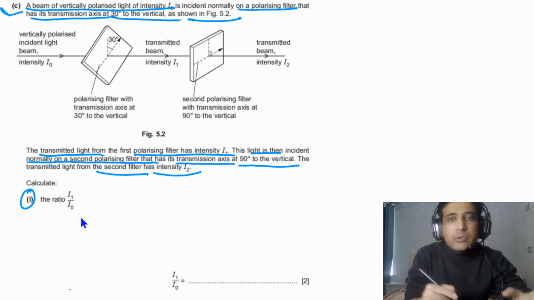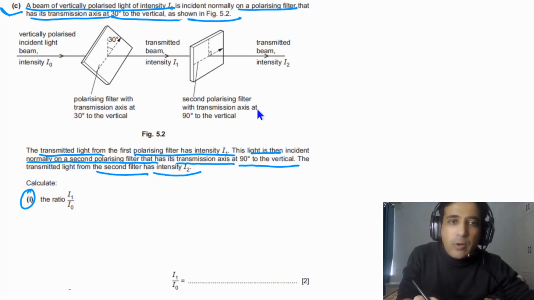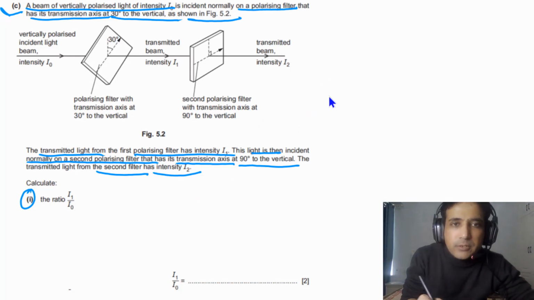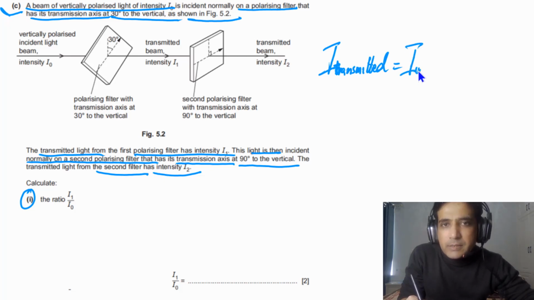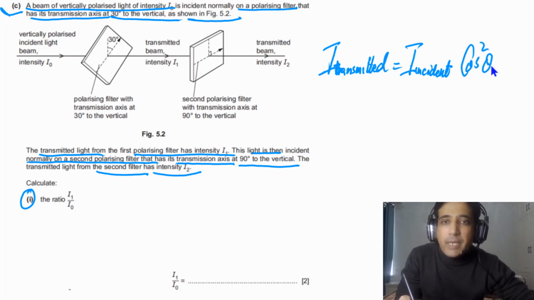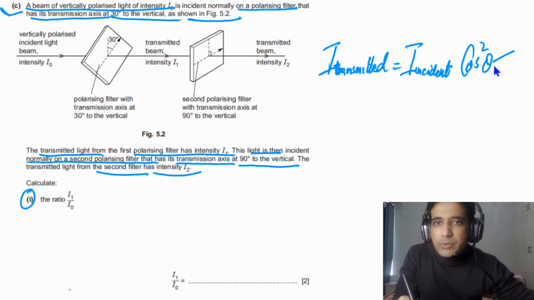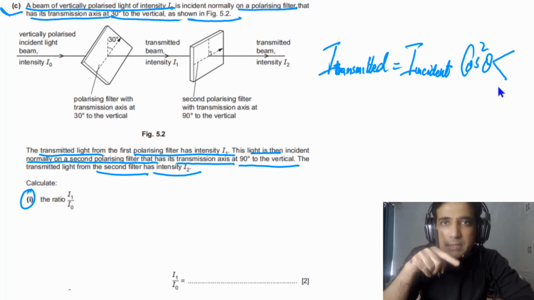So this question is simply about Malus' law. First of all, let's try to understand a little bit about Malus' law. According to Malus' law, I transmitted is equal to I incident, the intensity of incident light, times cos squared theta. And theta is the angle between two polarizing filters, or you can say between the polarized light and the polarizing filter.